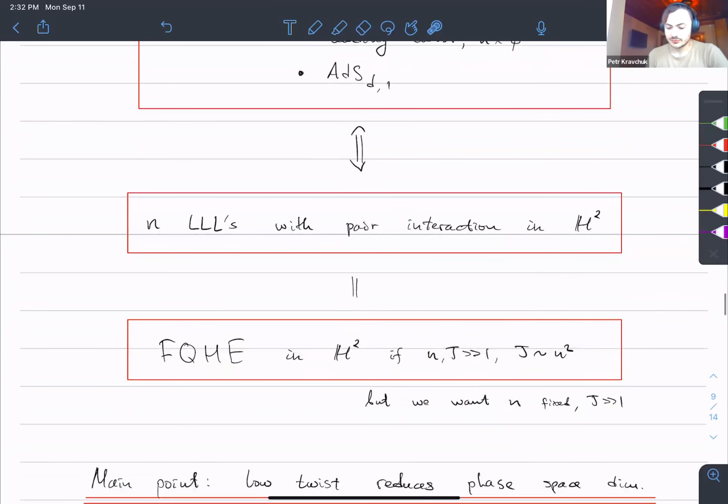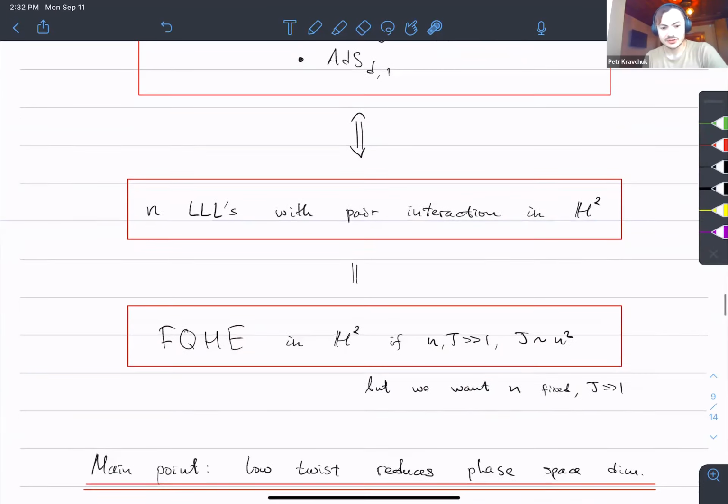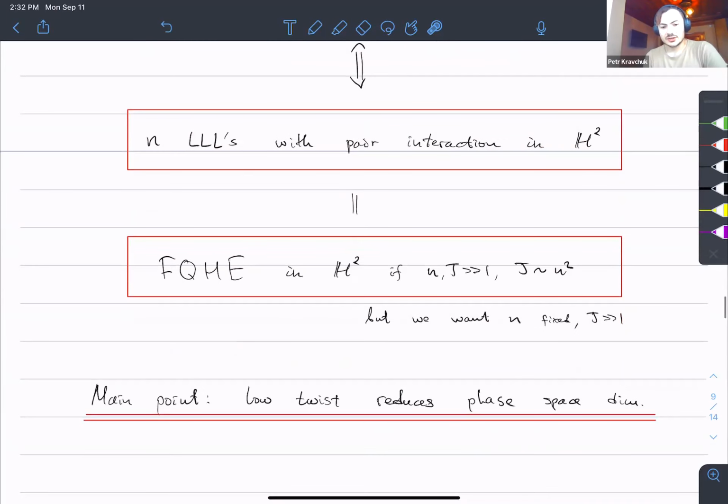While this is an interesting connection, I think the main point, the really important part, is that when you look at leading twist states, you dramatically reduce the phase space dimension. You get rid of this extra angle psi and other directions on the sphere, and you also see that you don't just have a particle in the plane, you have a particle in the lowest Landau level in the plane, which actually uses 2 dimensions of the phase space per particle.